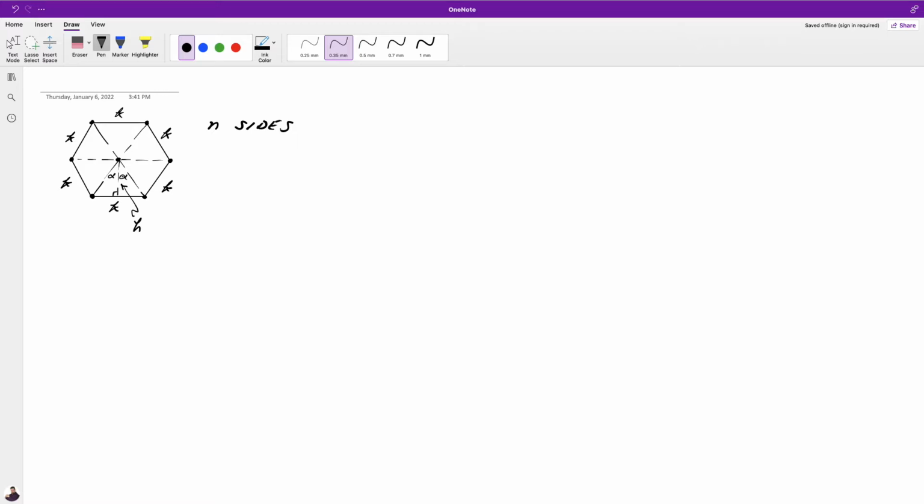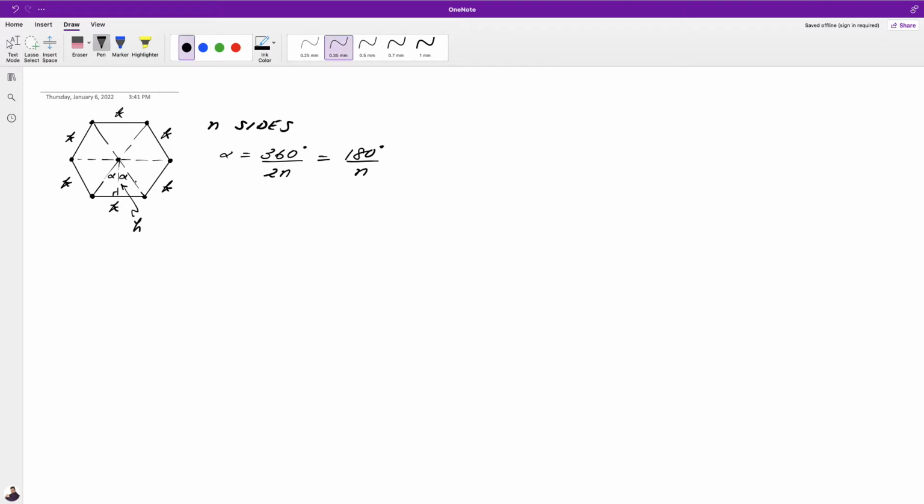Okay, so to find out what alpha is, we need to realize we're taking 360 degrees and we're dividing it by 2n. In this case it's a 6-sided polygon, a hexagon, so we have 6 times 2, so 12. 360 divided by 12 would be one of these angle measurements. So alpha is going to be 360 degrees over 2n, which is actually just 180 degrees over n.